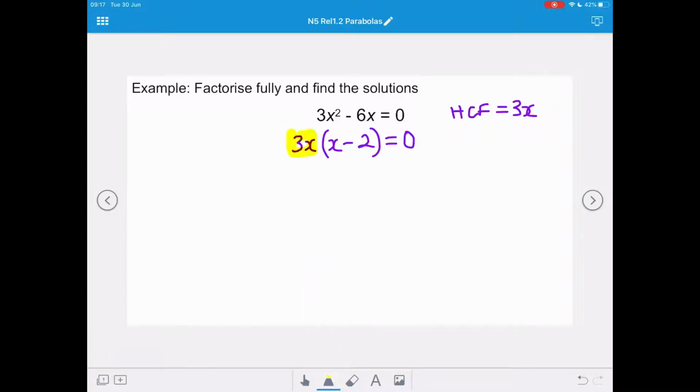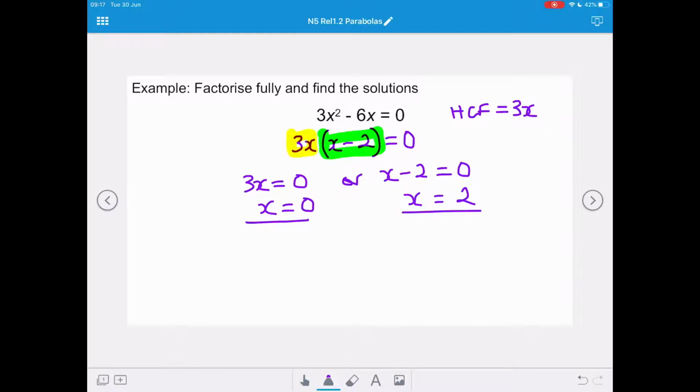So either the 3x or the x minus 2 term must equate to 0 in order for us to solve this equation. So we're going to let 3x equal 0, and to isolate x, we're going to divide both sides by 3 and get x equals 0. And then we're going to let x minus 2 equal 0. And if we add 2 to both sides, we're going to get x equals 2. So the solution to 3x squared minus 6x equals 0 is x equals 0 and x equals 2.